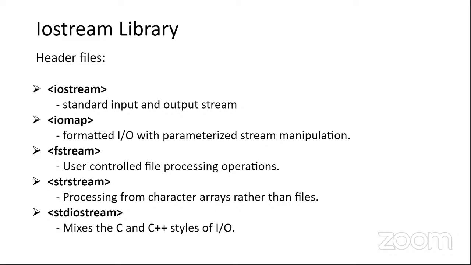Next is iomanip. It contains information useful for performing formatted input output with parameterized stream manipulators. And next comes fstream. It contains information for user controlled file processing operations. And strstream is similar to fstream. The only difference is that its processing is done from character arrays rather than files. Next is stdiostream. It contains information for programs that mix the C and C++ styles of input output. Next slide.